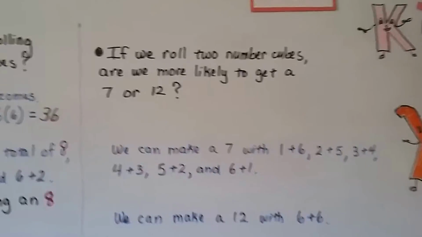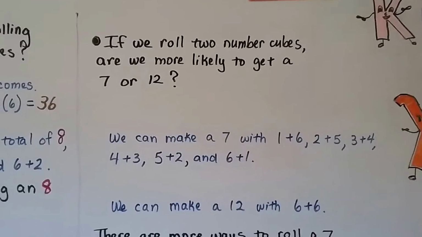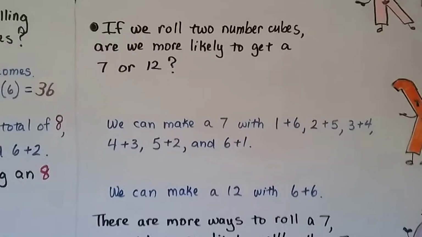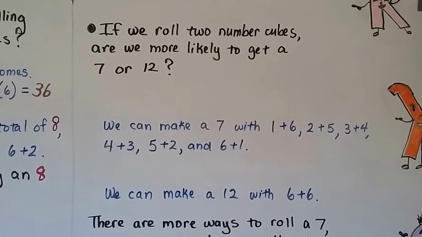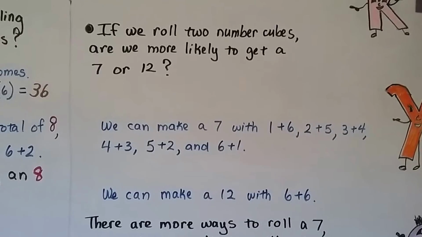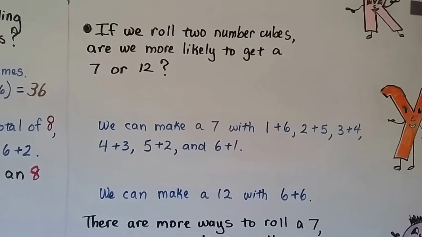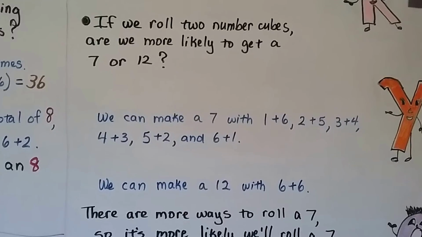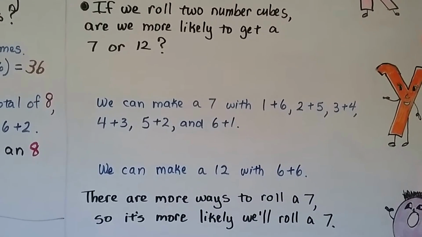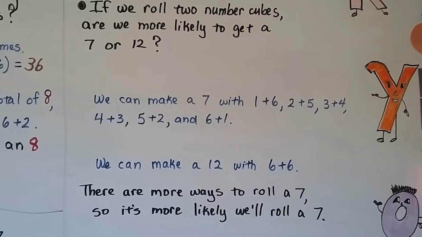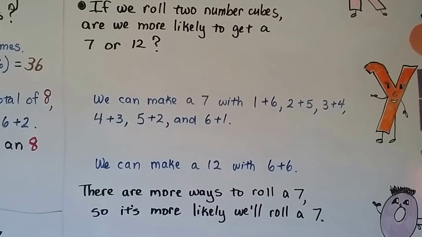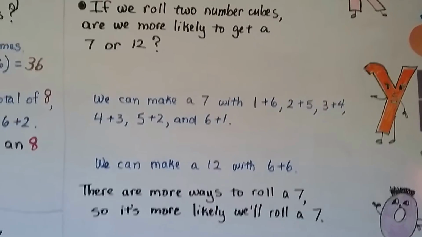If we roll 2 number cubes, are we more likely to get a 7 or a 12? Well, if we think, we can make a 7 with a 1 plus 6, 2 plus 5, 3 plus 4, 4 plus 3, 5 plus 2, and 6 plus 1. We can make a 12 with a 6 plus 6. And there's more ways to roll a 7, so it's more likely we will roll a 7. So the answer is 7. Okay?